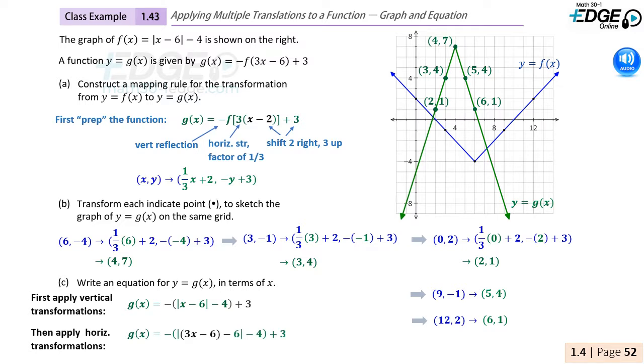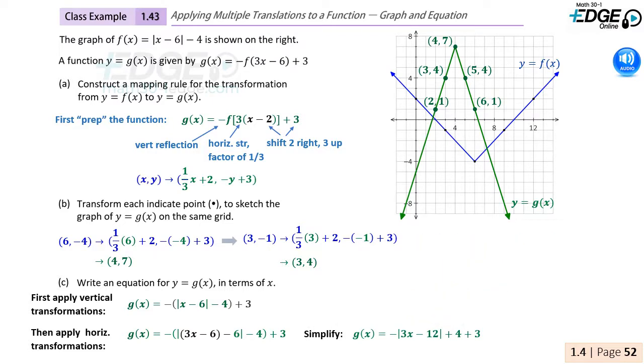Now we will apply our horizontal transformations. This requires us to replace first the x with 3x and then the x with x minus 2. Or, in one step, we can simply replace x with the 3x minus 6 that was originally shown in the non-factored version. The result will be the same.